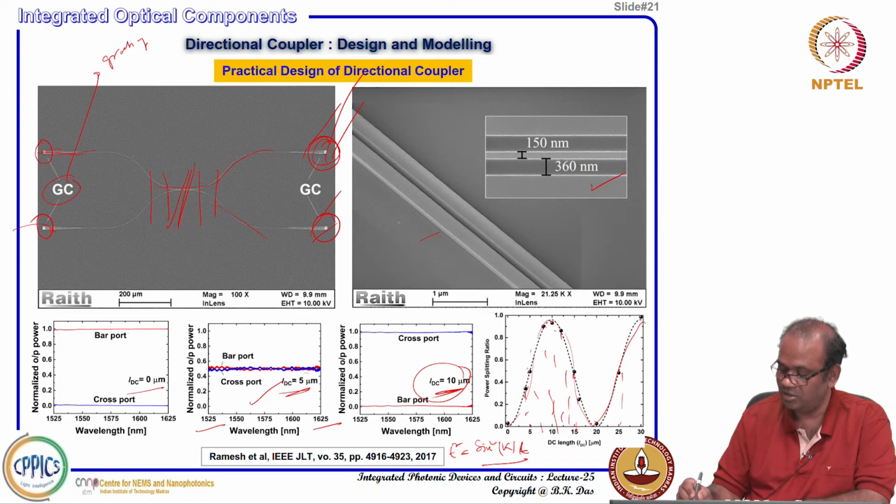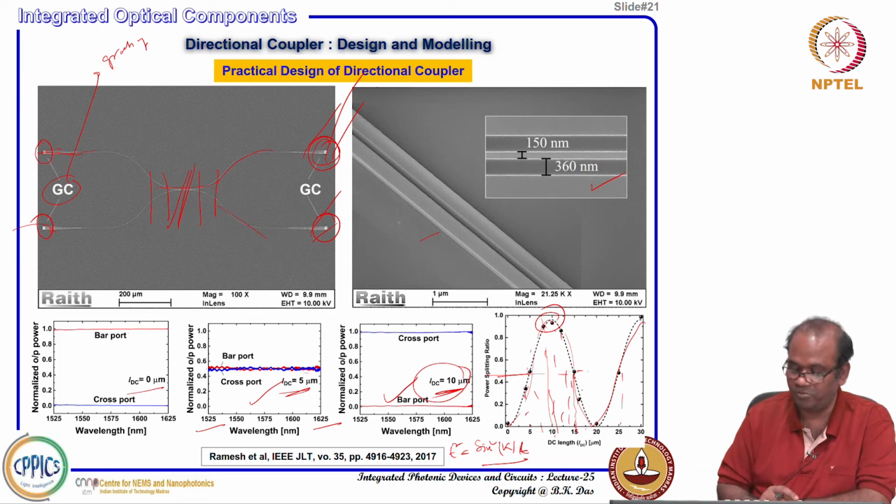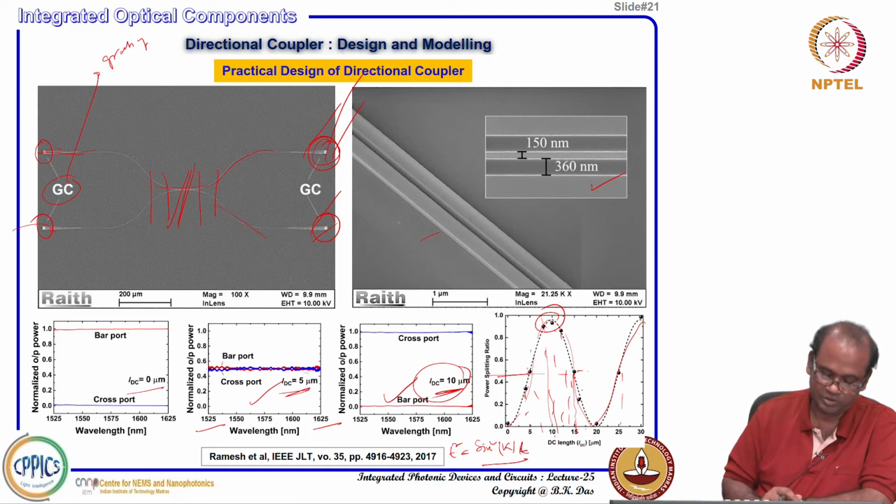So, if you want 5 micron, then you are supposed to get 50%. And again, if you go around 15 micron, there also you will be getting 50% in the cross port, 50% in the bar port. And if you want to completely switch over, then you go for 10 micron, that is this value. Directional coupler length is 10 micron. So, this experimental result is proving fine according to our theoretical prediction.